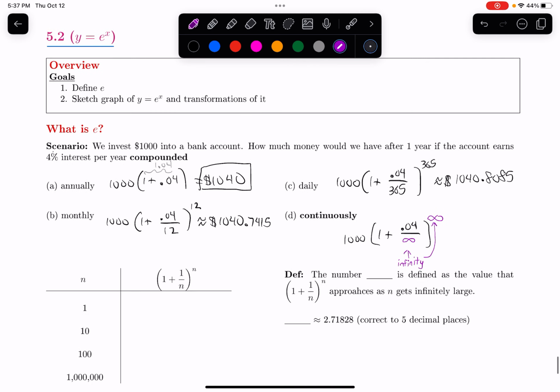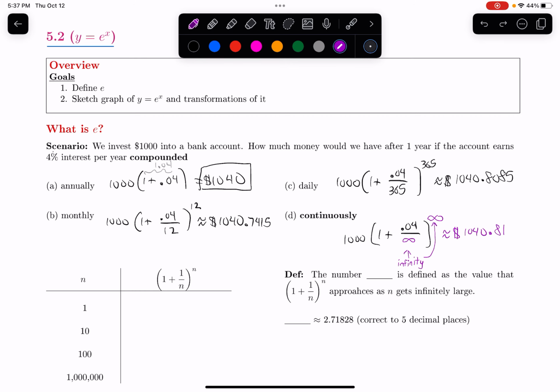Okay, and it turns out if we work this out, and eventually in calculus you'll talk about some tools for how you can work this out, you get about 1040.81. So, even larger than what we had when we did daily. Okay. And, in a sense, this is kind of like the best I can do. This is literally every instant. The interest is coming to me continuously.